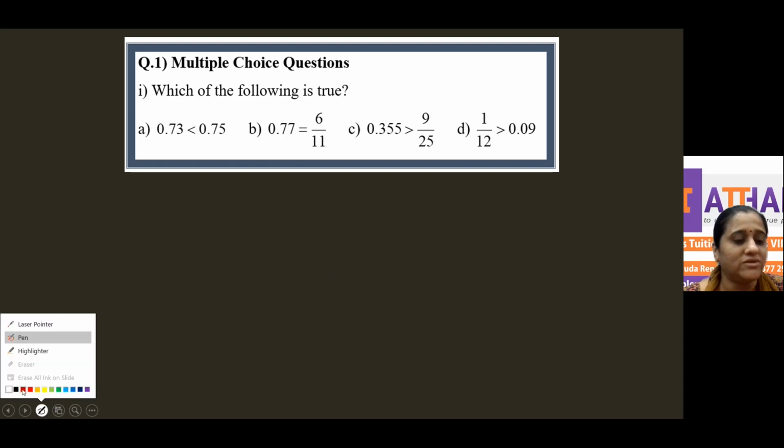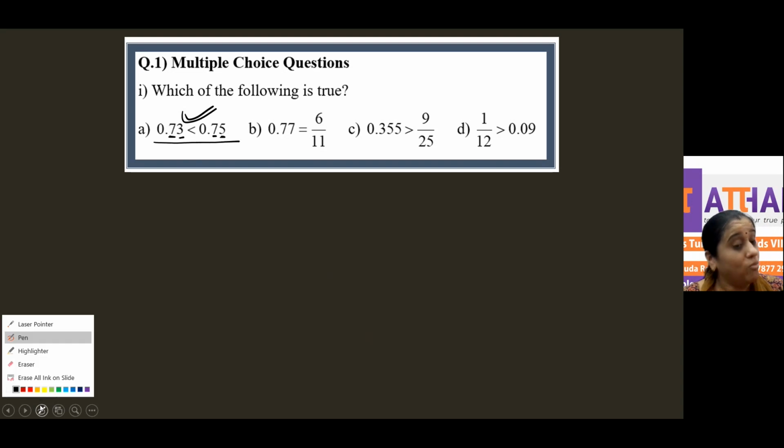Okay. So now look at the first option, 0.73 and 0.75. They are like decimals, so you can compare. Now compare. 7 and 7. 3 and 5.